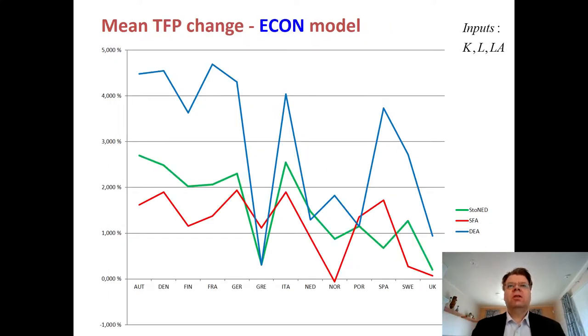What about the changes in the TFP? So this is then the economic model. And this illustrates that the changes in TFP are then more different when we look at changes over time. So again, I would say in most of the cases, the semi-parametric StoNED is tracking quite closely the performance of the other tools, but it's not exactly the same as the average of the parametric and stochastic DEA.